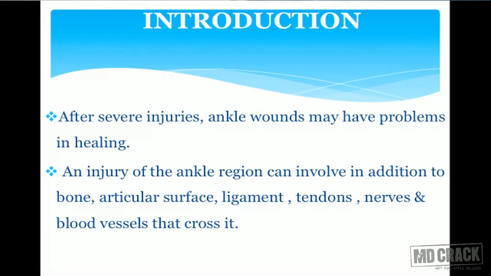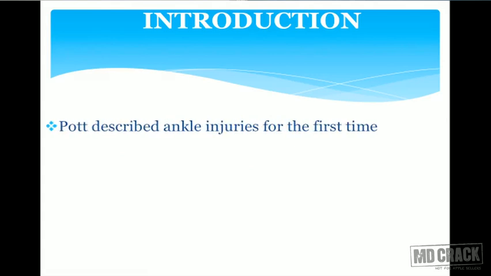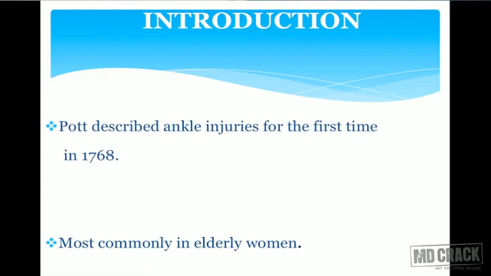An ankle injury can involve, in addition to the bone, the articular surface, that is the surface of the lower end of the tibia and fibula, along with that of the upper part of the talus. Ligaments, tendons, nerves and blood vessels which cross it are also very easily prone to these injuries. Percival Pott was the one who described these ankle fractures way back in 1768. These are still very commonly seen in elderly women.